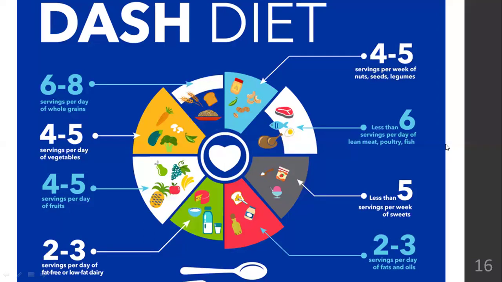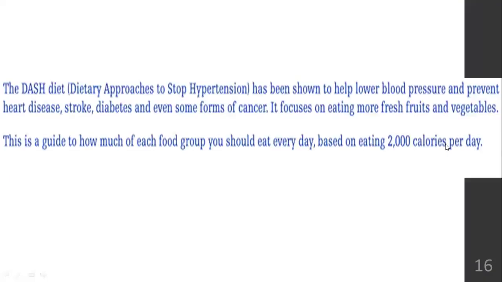4 to 5 servings of fruits, just fruits. 4 to 5 servings of vegetables. So the major servings throughout the day are fruits and vegetables. Okay. So that is DASH diet.